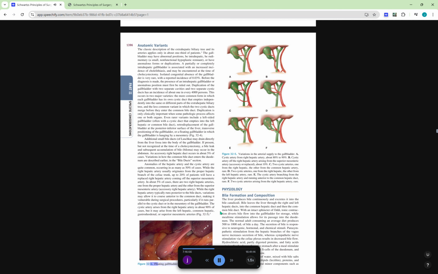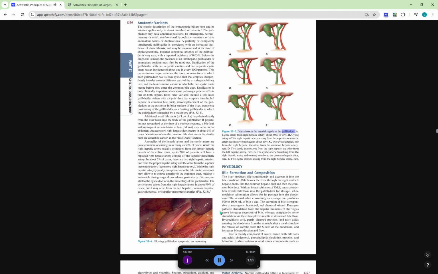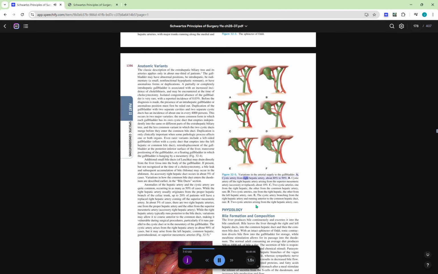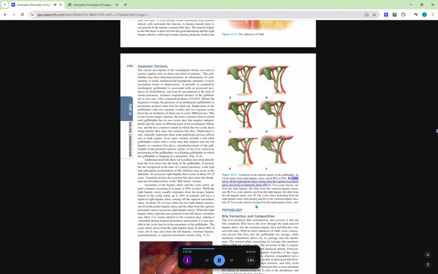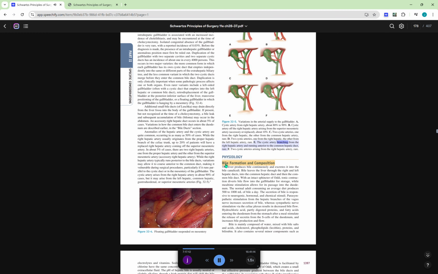Figure 32-4, floating gallbladder suspended on mesentery. Figure 32-5, variations in the arterial supply to the gallbladder. A, cystic artery from right hepatic artery, about 80% to 90%. B, cystic artery off the right hepatic artery, arising from the superior mesenteric artery, about 10%. C, 2 cystic arteries, one from the right hepatic, the other from the common hepatic artery, rare. D, 2 cystic arteries, one from the right hepatic, the other from the left hepatic artery, rare. E, the cystic artery branching from the right.